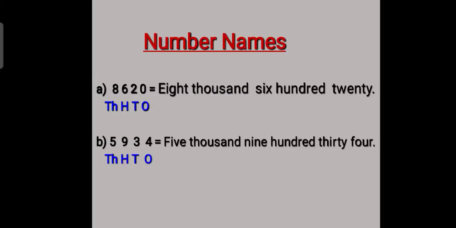Now I have taken one more example. Firstly, write down the place value of every digit from the right. So 4 is at ones place, 3 is at tens place, 9 is at hundreds place, and lastly 5 is at thousands place. Now 5 is at thousands place, so we write 5000. 9 is at hundreds place, so we write 900. And lastly 3 and 4 together make 34. So the number is 5934. Sorry, 34.